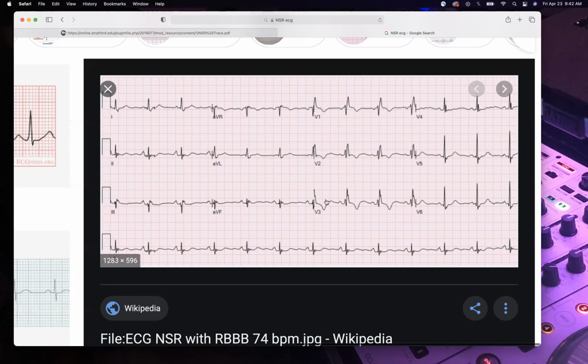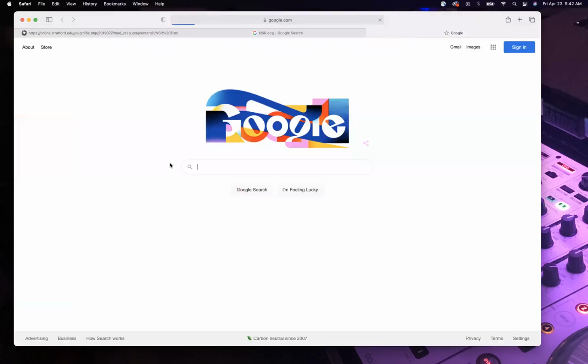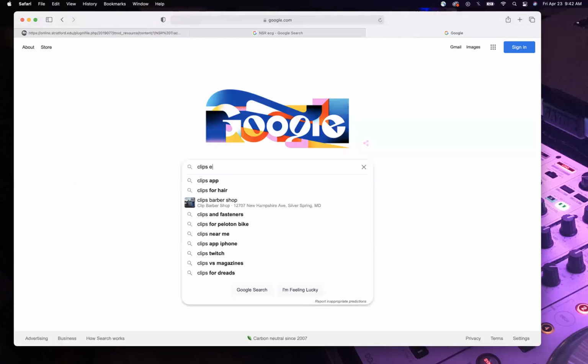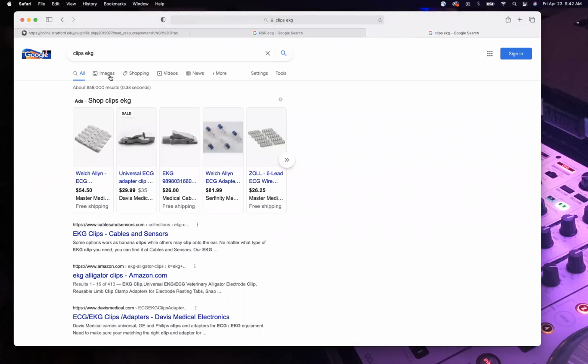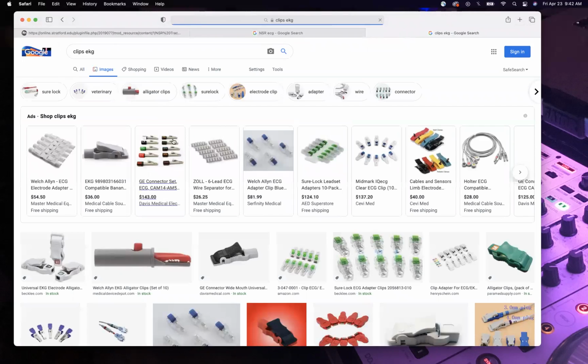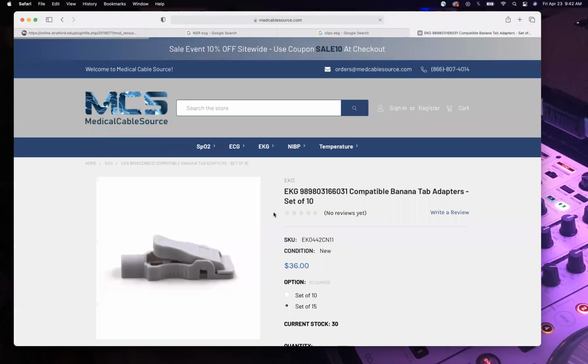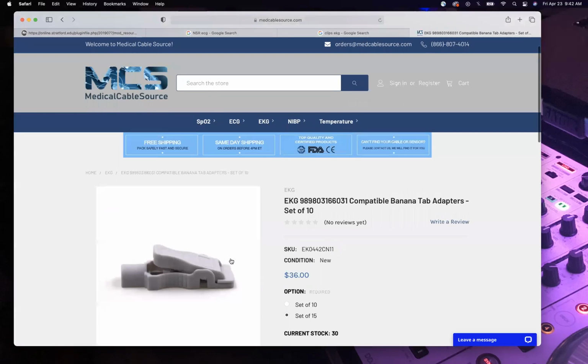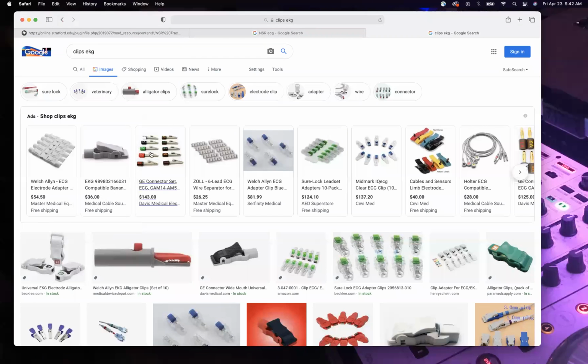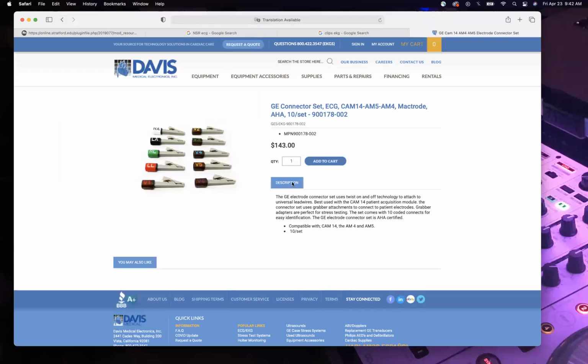The little alligator clips that click onto the electrodes, or the sticky parts, right? Let me show you a picture. See this thing? Right? Oh, they call them banana tabs. I've heard that before, but I'm old school. We call them alligator clips because back in the day, they looked like little alligator clips, little roaches.